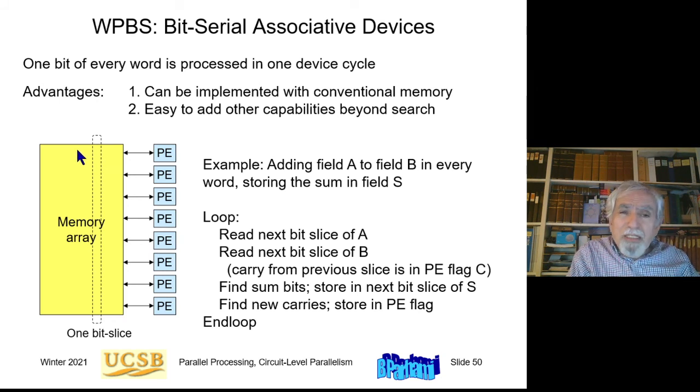So if these fields that I'm adding are 16 bits wide, within 16 cycles, I'll be adding all of those 16-bit numbers, and there can be many, many thousands of such words. So in 16 associative device cycles, I'm performing thousands or perhaps even millions of additions. So that's where the speed comes from. Meanwhile, I'm using very simple processing elements.